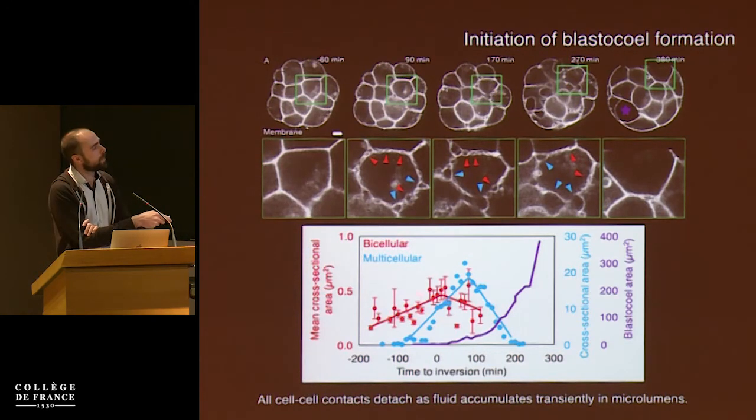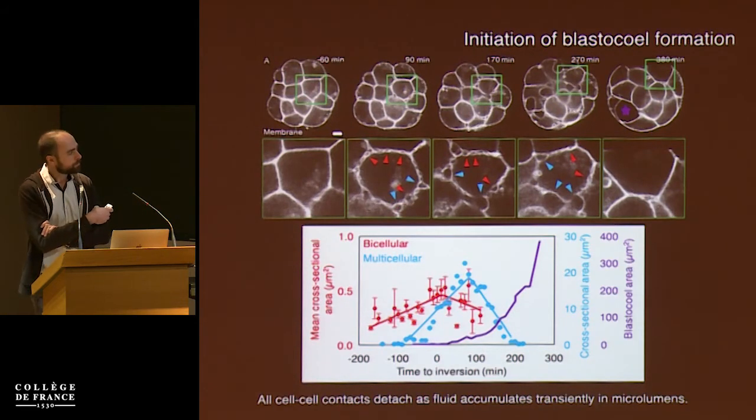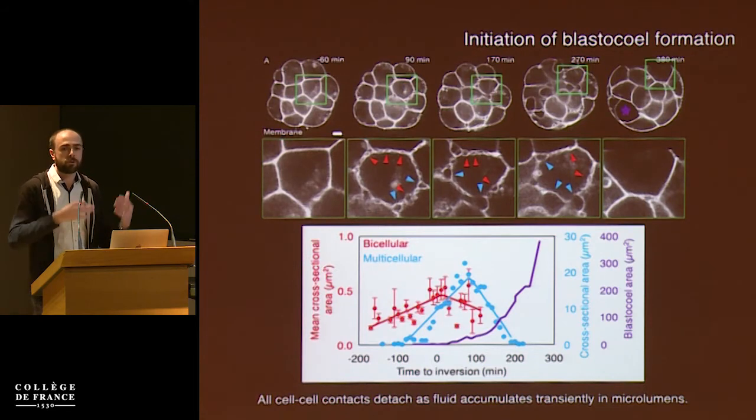Basically, they both show the same kind of dynamics. They grow, and then they shrink. It's just that the scale at which the multicellular microlumens grow and shrink is much faster, about an order of magnitude faster. But it's the same kind of dynamics. What we see as well is that the multicellular microlumens tend to peak about half an hour later on average than the bicellular microlumens. But we have this characteristic growth and shrinkage phase.